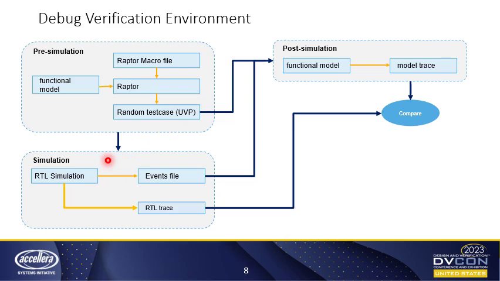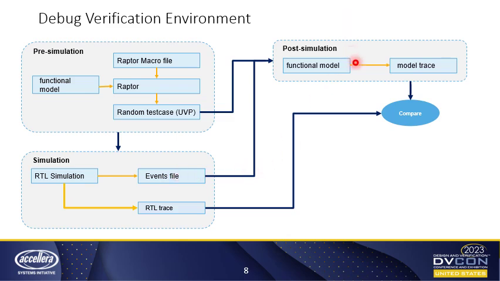During the simulation stage, the UVP file is being parsed. All the register and memory data parsed from the UVP are loaded into the simulation environment, and the RTL runs based on those preset values and generates the RTL trace. The RTL simulation will also generate an event file, which contains the trace of all events such as interrupts and debug requests.